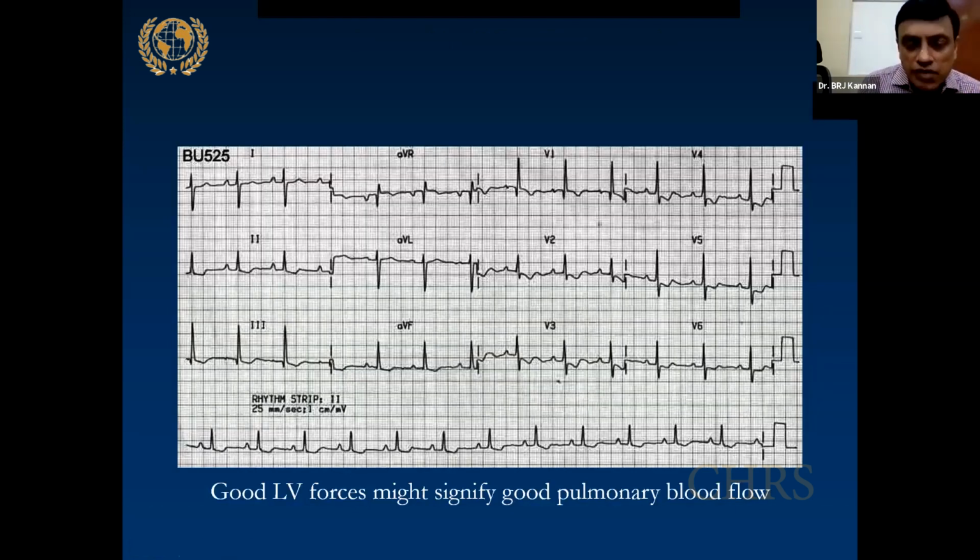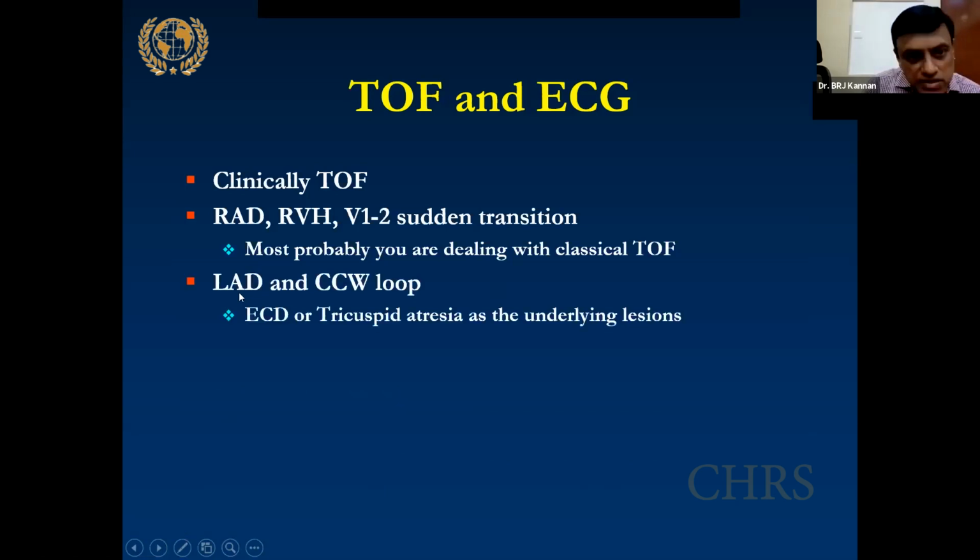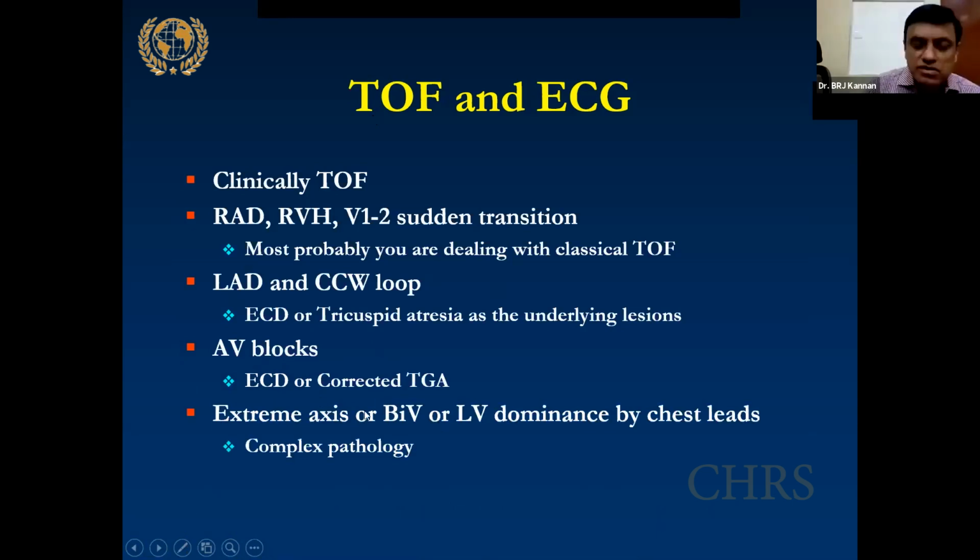So when a patient has clinically TOF, and if there is right axis deviation, right ventricular hypertrophy, and V1 V2 sudden transition, most probably we are dealing with a classical simple TOF. If there is left axis deviation and counterclockwise loop, where clinically you have diagnosed TOF, you are dealing with endocardial cushion defect or tricuspid atresia as the underlying lesion. If there are AV blocks, think about endocardial cushion defect or corrected transposition of great arteries as the underlying lesion. And if there is extreme axis, biventricular features or LV dominance, then that's a complex pathology. Don't try to guess the underlying lesion based on the ECG. So this should be the interpretation.